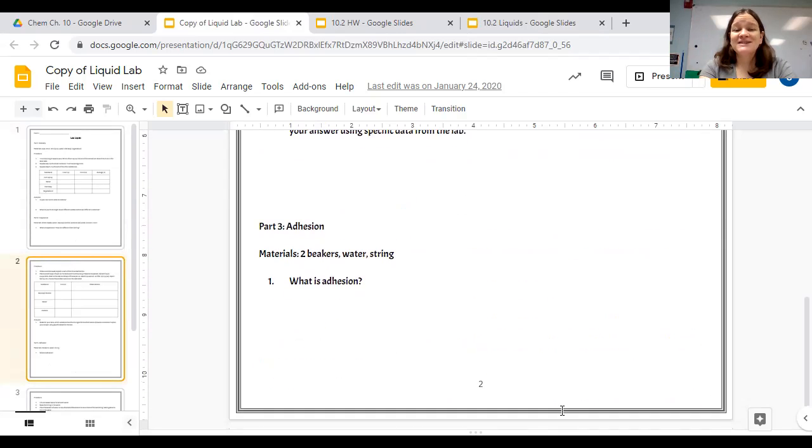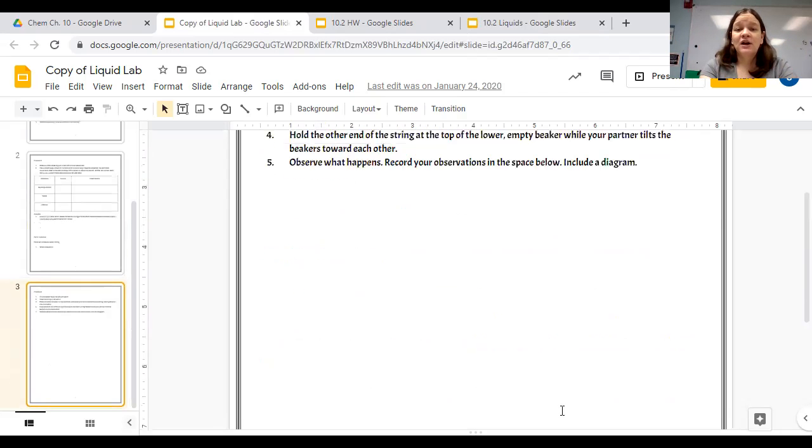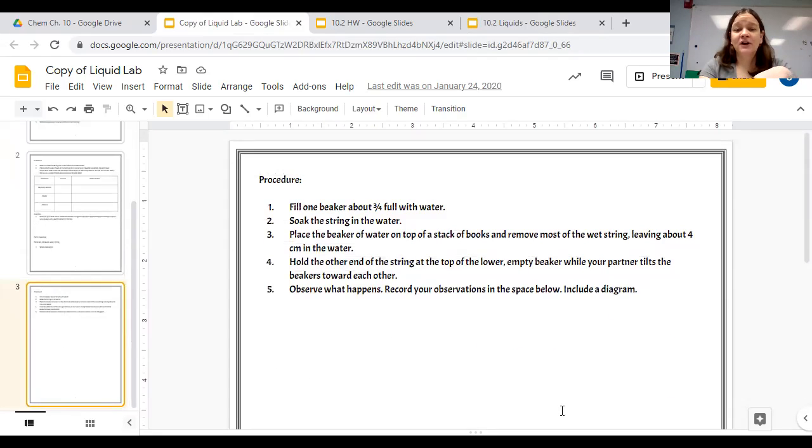And then part 3 is adhesion. Adhesion is different things sticking together. So you're going to have a couple of beakers. One of them is going to be full of water, and you're going to use some string to try and move the water from one beaker to the other.